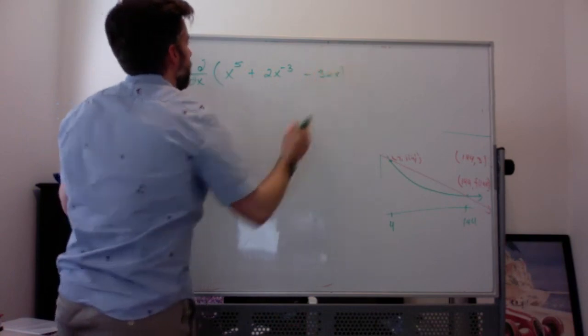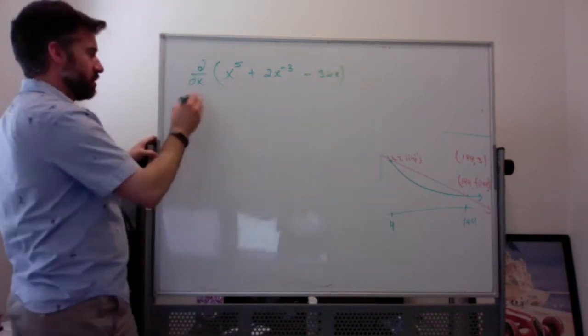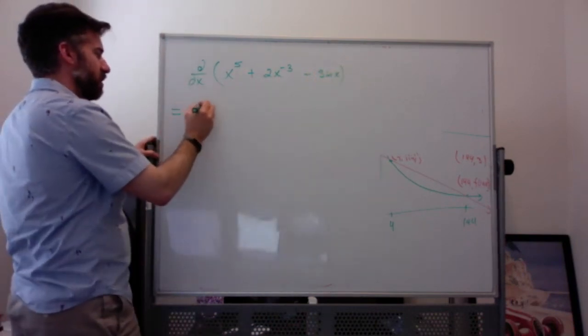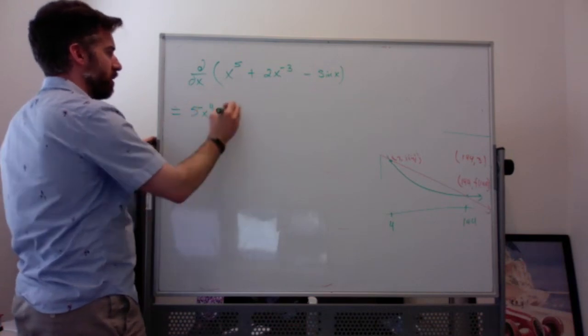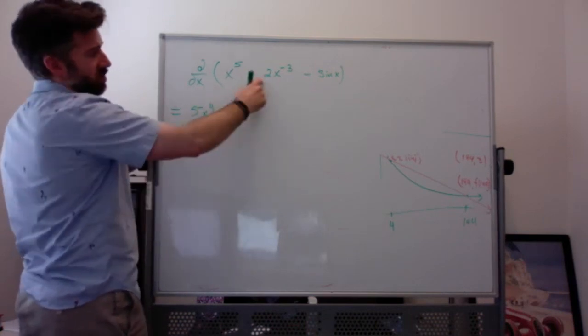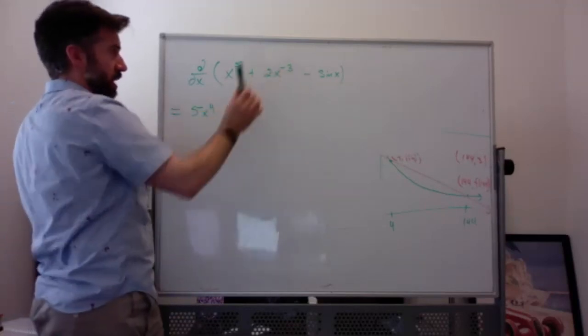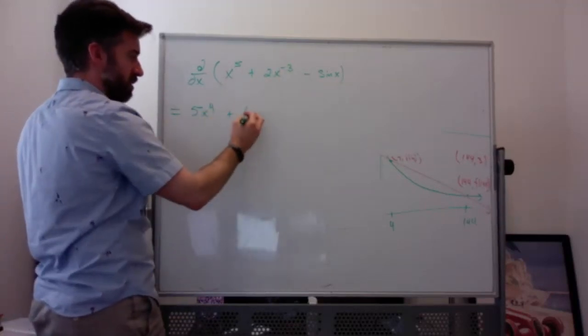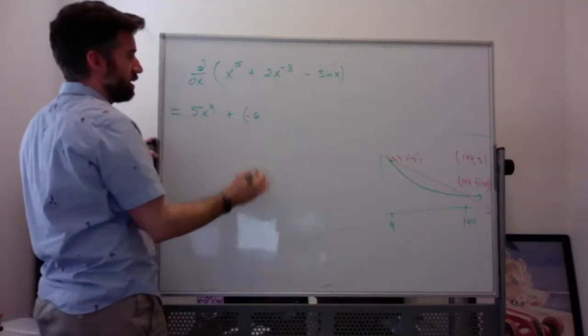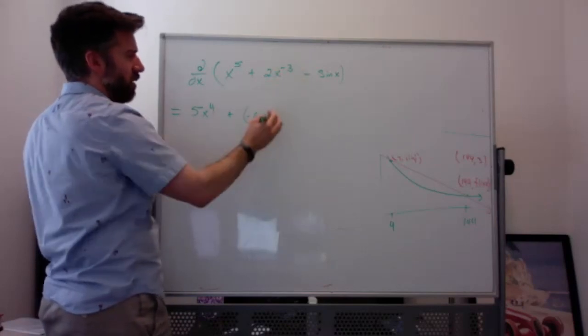So the derivative of x to the 5th is 5x to the 4th, plus the derivative of 2x to the negative third. Well, I'm going to use the power rule. The negative 3 is going to come down. It's going to multiply the 2. I'm going to get negative 3 times 2 equals negative 6 times x to the, what's my new power going to be?